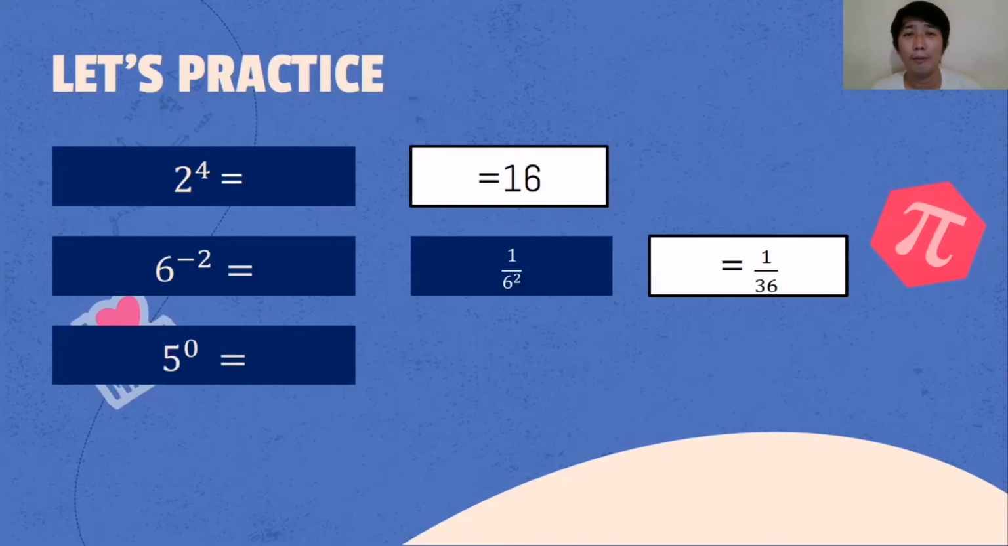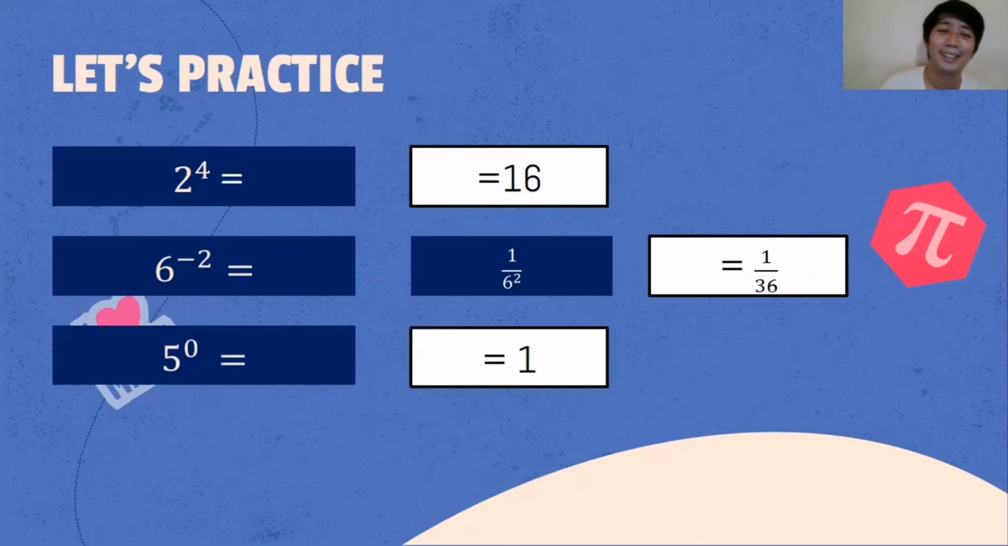Another example, 5 raised to 0. What is our rule? I know you remember because that's the easiest. Very good. That is the 0 rule. Any number raised to 0 is equal to 1.